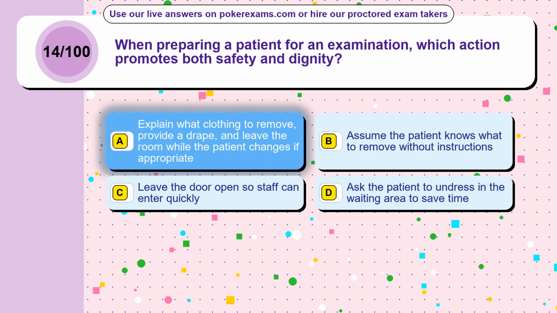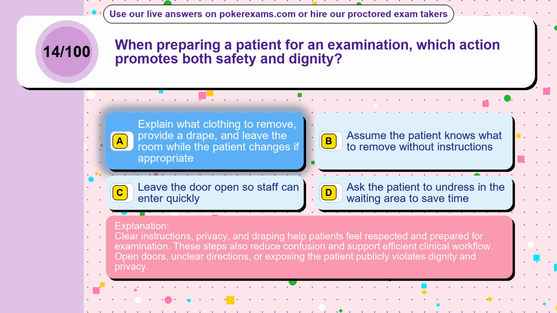The correct answer is option A, explain what clothing to remove, provide a drape, and leave the room while the patient changes if appropriate. Clear instructions, privacy, and draping help patients feel respected and prepared for examination. These steps also reduce confusion and support efficient clinical workflow. Open doors, unclear directions, or exposing the patient publicly violates dignity and privacy.